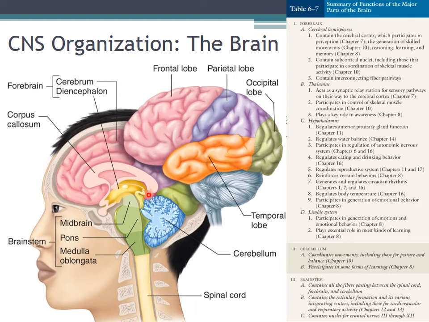And then hanging off the back side of the thalamus here, you also have the epithalamus, or the pineal gland.